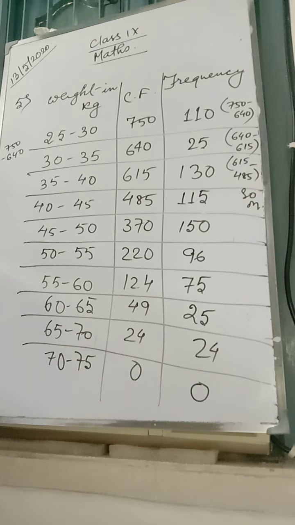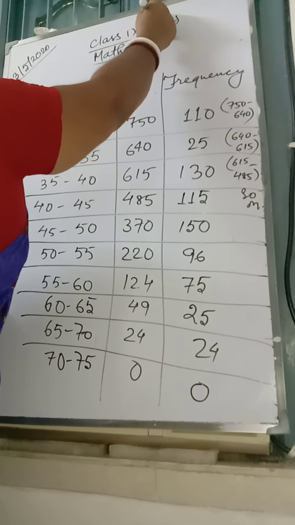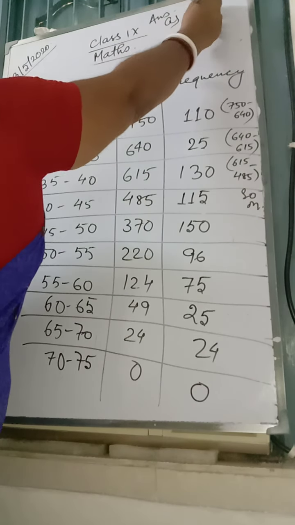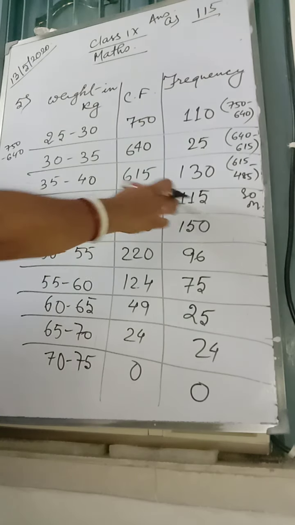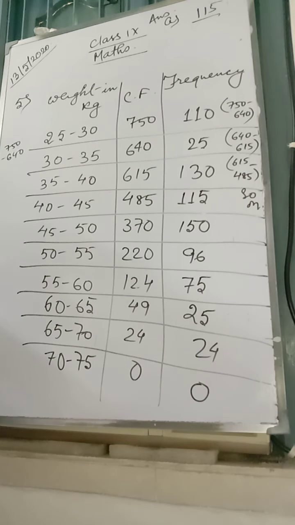Okay. Now we have certain questions after this. The first question is, find the number of students whose weight is in the interval of 40 to 45. How many? 115. Answer of A, 115 students. They have weight between 40 to 45.